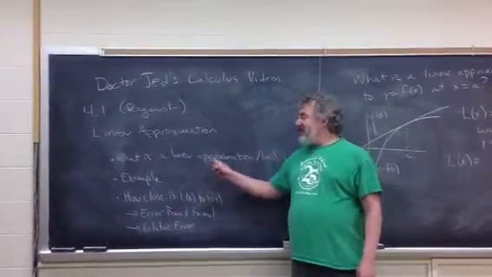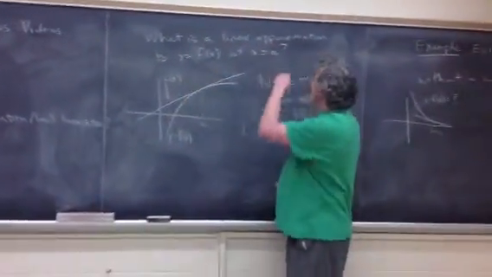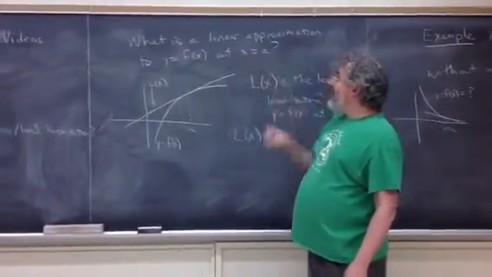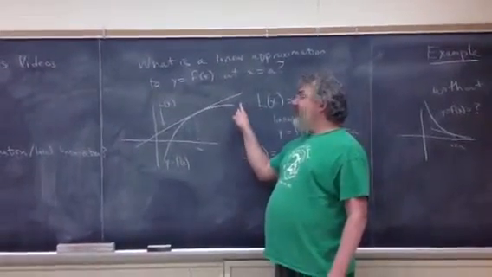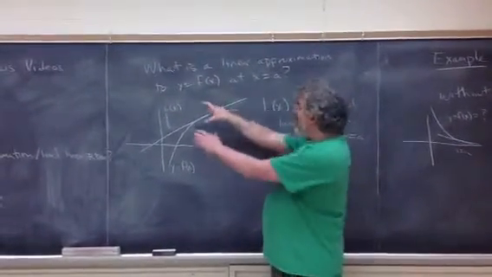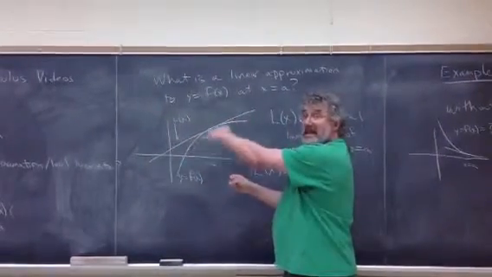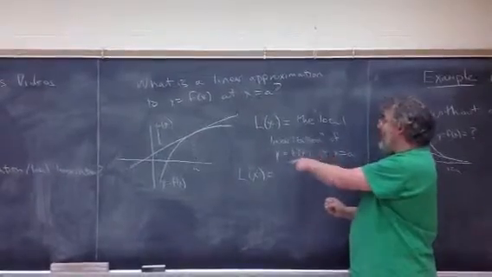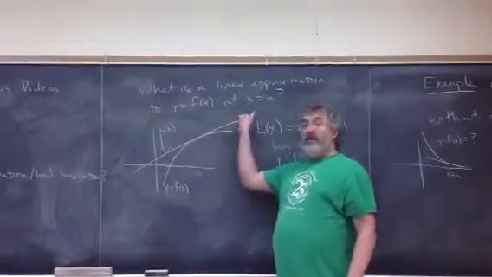But first, let's talk about where the formula comes from. What is a local linearization or a linear approximation to a function y equals f of x when x is a? Well, here's the function y equals f of x. The linearization is, well, let's zoom in. If you zoom in, the function's approximately linear. So we'll say L of x is the local linearization of y equals f of x at x equals a. And you look, it's making that linear.